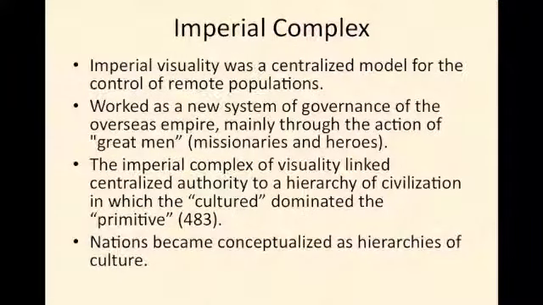So the next complex is the imperial complex, and the imperial visuality was a centralized model for the control of remote populations. It worked as a new system of government of the overseas empire, mainly through the action of great men such as the missionaries and heroes we discussed earlier. And this imperial complex of visuality linked centralized authority to a hierarchy of civilization in which the cultured dominated the primitive. And during this, the nations became conceptualized as hierarchies of culture.